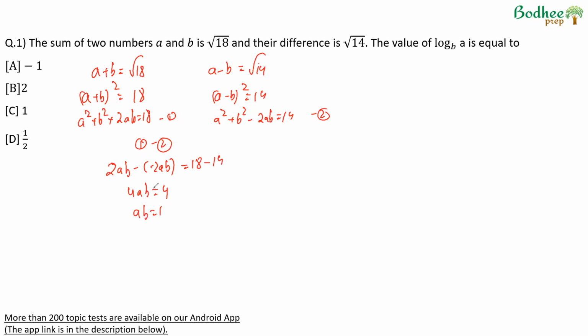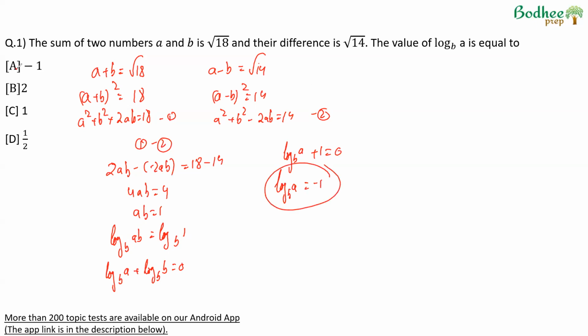Now what we do is we take the log on both sides to the base b. Log of ab to the base b is equal to log of 1 to the base b. Log of 1 is 0, and log of ab is nothing but log of a plus log of b. This will be 0 on the right hand side. Further, log of b to the base b will be nothing but 1, and therefore log of a to the base b can be written as minus 1, and that becomes my answer.